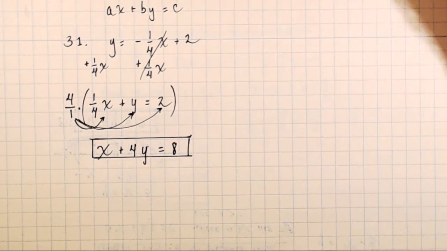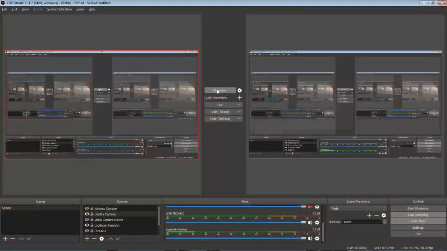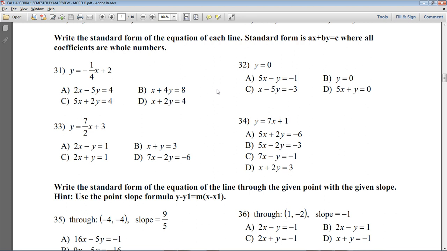All right? Let's go back to our answer choices and see if that appears as an answer choice. For number 31, x plus 4y equals 8. All right? And there, B was the answer to that one. So that was a quick one. B for number 31.